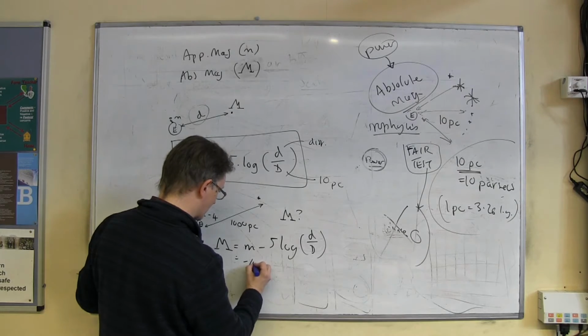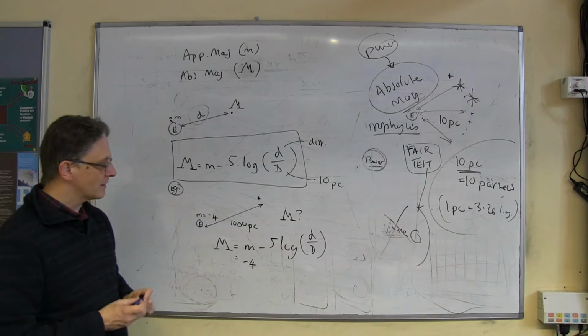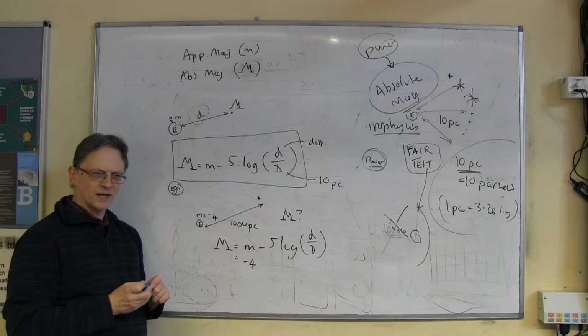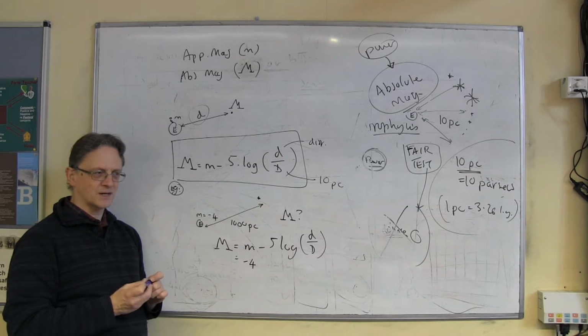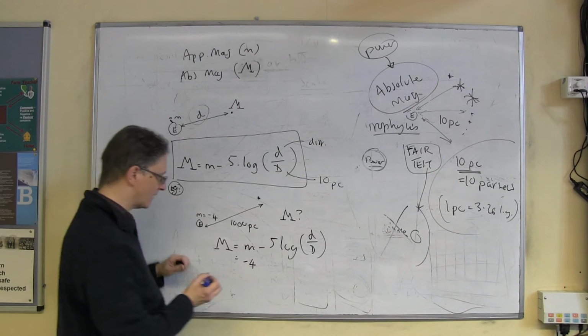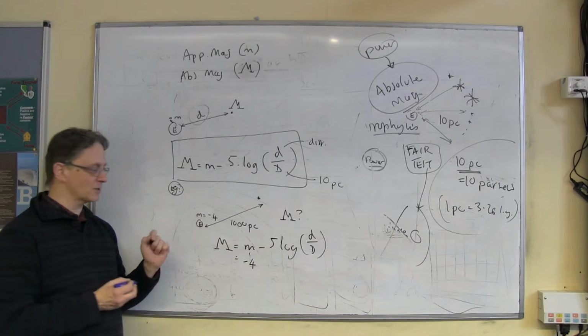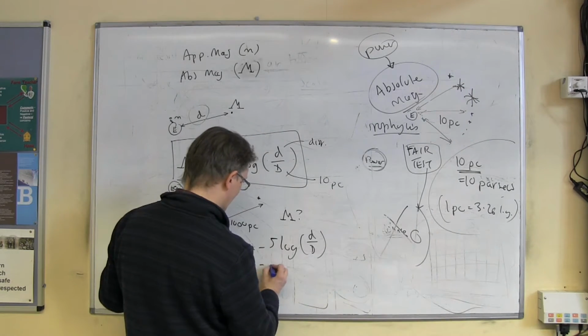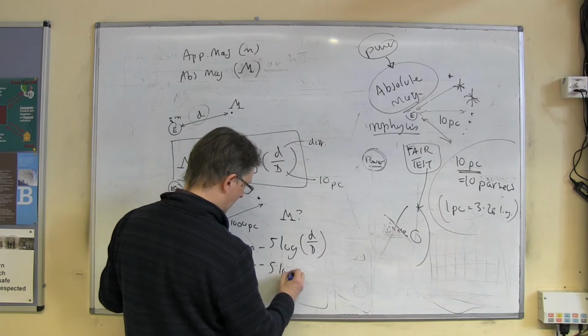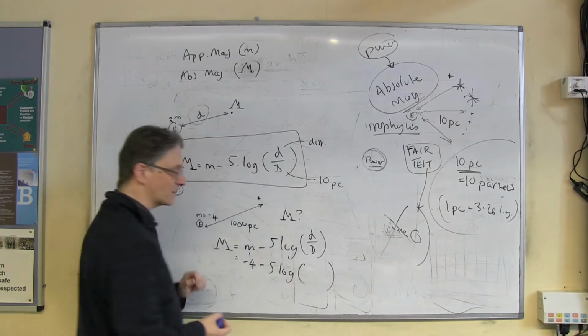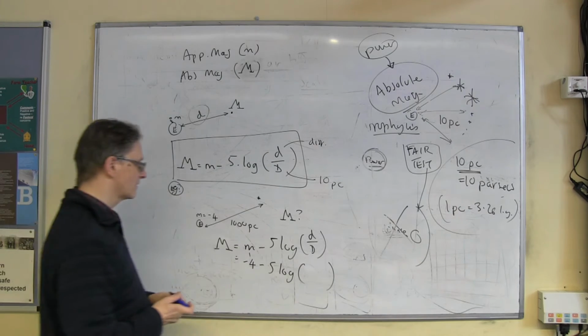Little m, be careful with your pluses and your minuses. If you hate that thing in math where they make you take away a negative number, this is going to happen sometimes. So you need to be careful with this. Little m is -4, because little m is the apparent magnitude. And then it's -5 times the log.